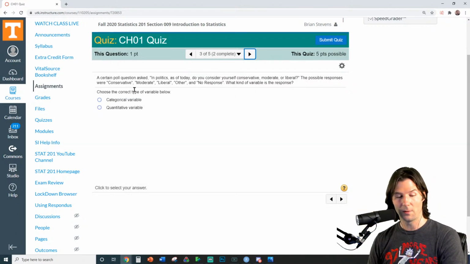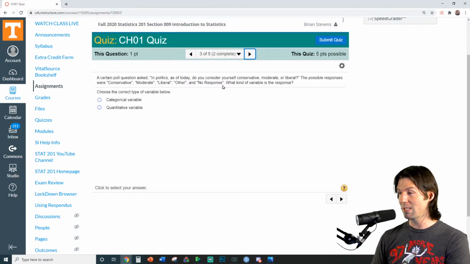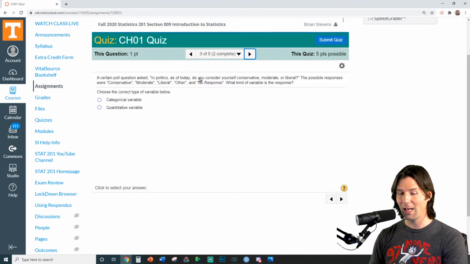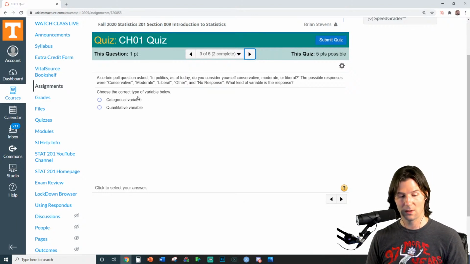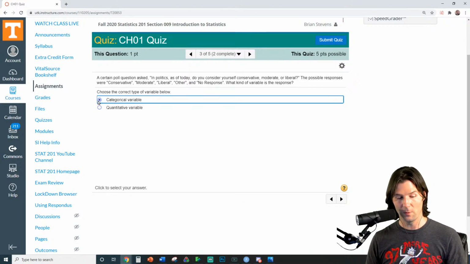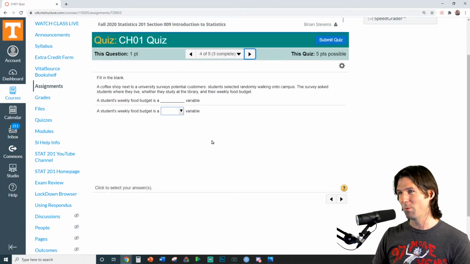Next, we have conservative, moderate, liberal, other, no response. Is this a quantity of someone's political view? Nope. Since it's not a quantity, it's a category. And just think about what categorical variables mean: it means we put people into categories. So that's going to be a categorical variable right here. Next, we have a student's weekly food budget. It repeated the question.